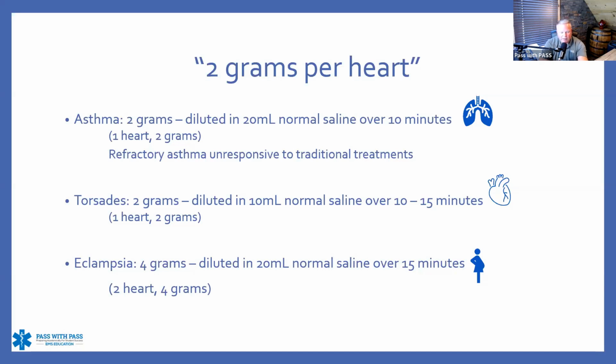If you are taking care of a patient that has eclampsia, however, clearly you're taking care of mom and you're taking care of the baby. So there are 2 different hearts there. If it is 2 grams per heart, we now have 2 hearts, so we're thinking 4 grams, and that is the appropriate starting dose for your eclamptic patient. The way that we would do that is 4 grams diluted in 20 and delivered over 15 minutes.